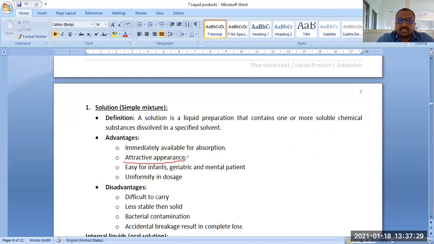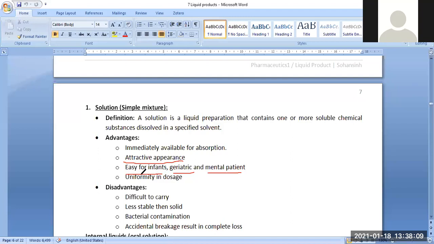Attractive appearance: yes, as compared to tablets and other formulations, a solution has an attractive appearance. You can add coloring agents and flavoring agents into your preparation, so that provides an attractive appearance as compared to a tablet. Okay, easy for infants, geriatric patients, and mental patients. A geriatric patient is also not able to engulf a larger size of tablet, but they can easily engulf syrup preparations, linctuses, solutions, suspensions, emulsions. So this is an advantage for every monophasic liquid preparation.